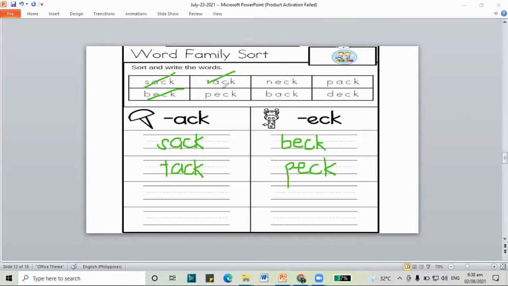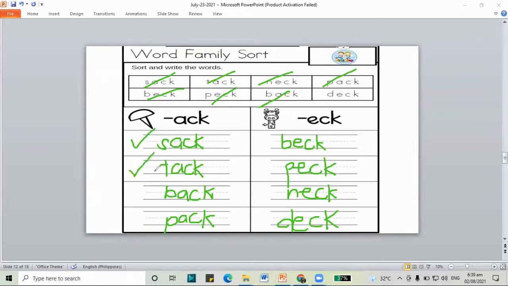And next one, peck. P-E-C-K, peck goes here. Next one, neck. N-E-C-K, neck is in the eck set. Back, B-A-C-K, it goes in the ack. We have pack, P-A-C-K. And the last one, this is deck, D-E-C-K.